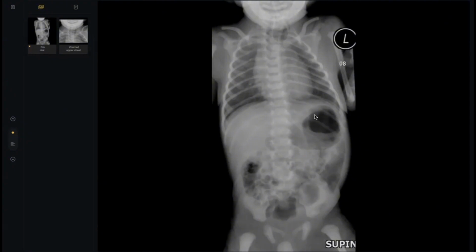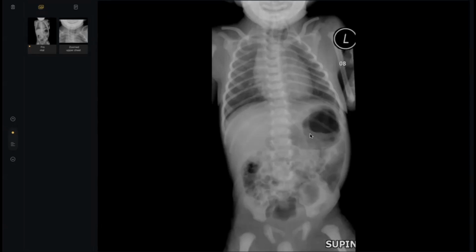What is the type? Type 1. Type 1 has no fistula. Okay, so this is not type 1. Okay, my colleague. Type 5 has H shape, and so it must go down. So it is not type 1 or type 5. It is between the other types.